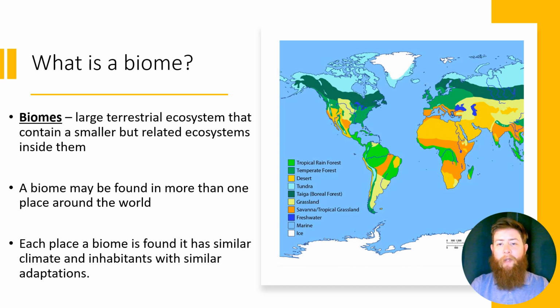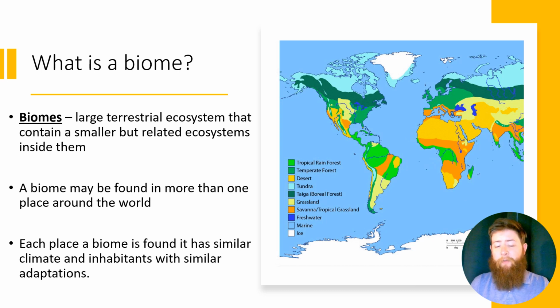So what is a biome? Biomes are terrestrial ecosystems that contain smaller but related ecosystems inside of them. And biomes can be found in more than one place around the world. Looking at this map here, you can see that there is a desert biome, this orangey color here. There's one in America. There's one in South America here. There's one over in more Asian area.